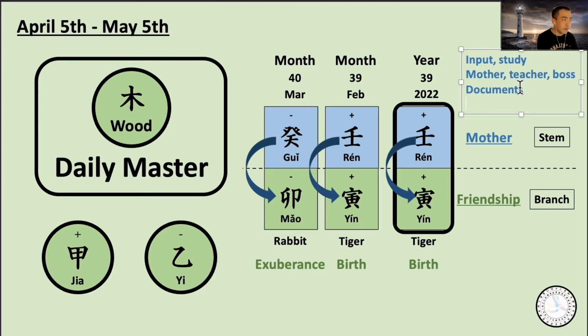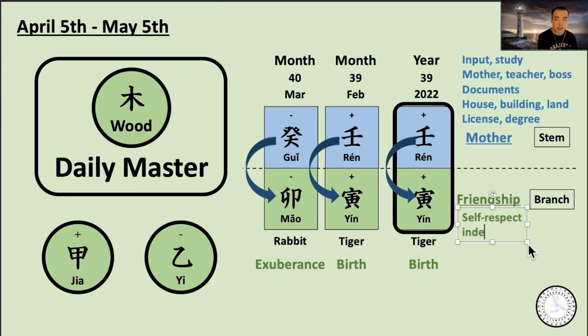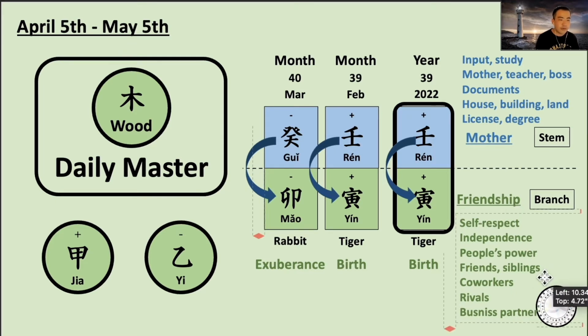And in the business perspective, it could be buying a house or buying a building or buying a land, any kind of document, any kind of contract. That is the mother spirit. So license or degree as well. And friendship spirit is what I said about friendship spirit is all about self-respect, and it's about independence. Or if we think of friendship spirit as people, it could be people's power, like friends or siblings or co-workers, or it could be directly like rivals or business partners. Any people can be a friendship spirit.